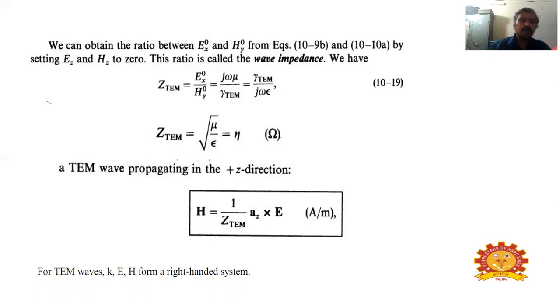Therefore, for a TEM wave propagating in the Z direction, H is equal to 1 by Z of TEM into A of Z cross E, where H is the magnetic field intensity, Z of TEM is the wave impedance, A Z is the unit vector along the direction of propagation, that is in the Z direction, and E is the electric field intensity. For transverse electromagnetic waves, you could see that K, E and H form a right-handed system.